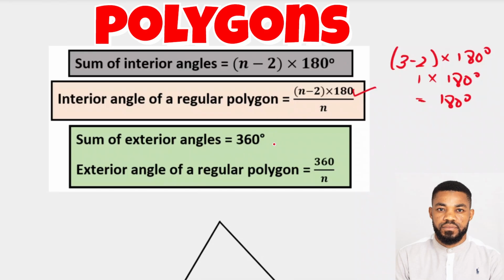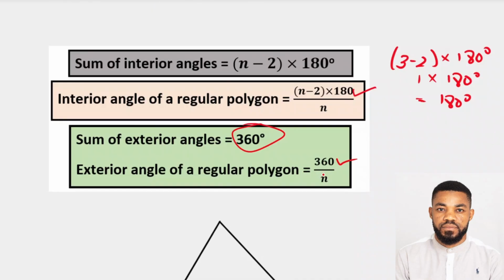Now let's come to the exterior angles of a polygon. The sum of the exterior angles of any polygon is 360 degrees. This is regardless of the number of sides. It doesn't matter if the number of sides is 3, 4, 5, or any other. The sum of the exterior angles is going to be 360 degrees. In the case of regular polygons, each of the exterior angles is going to be the sum out of n, like the interior angles. So if it is a regular polygon, then the exterior angle is going to be 360 degrees out of n, the number of sides of the polygon.